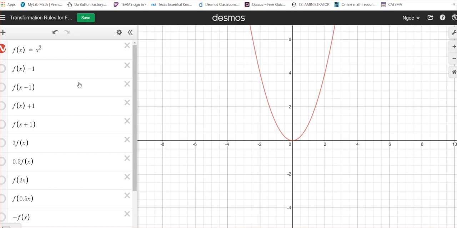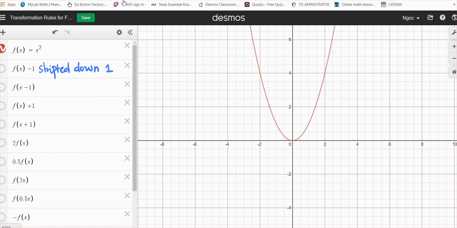Now let's go ahead and graph it. So you can see right here that the parabola of our parent function is shifted down 1. Okay, so let's write the note right here. Shift down 1 unit. Okay. So now let's go ahead and play with the next one.